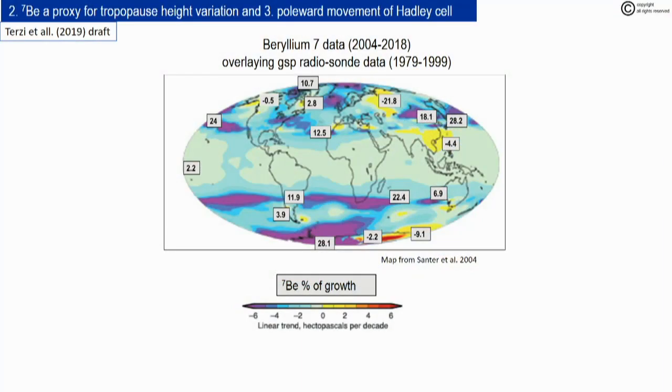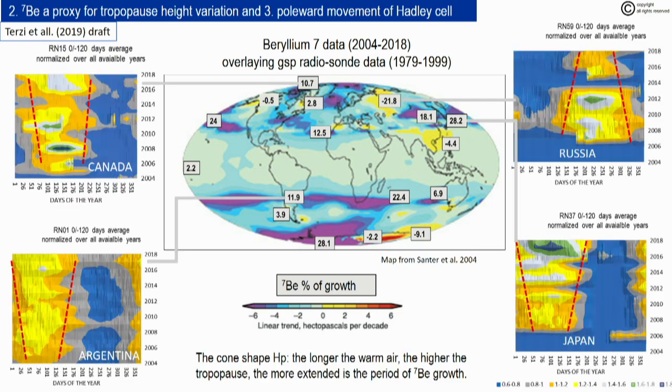So again, this is another example. That's a map from SnT, where in purple you have the heightening of the tropopause, and in yellow the lowering of the tropopause. And for 40 stations of the IMS, where they had time series longer than 10 years, they match perfectly with the tropopause profiles from SnT.